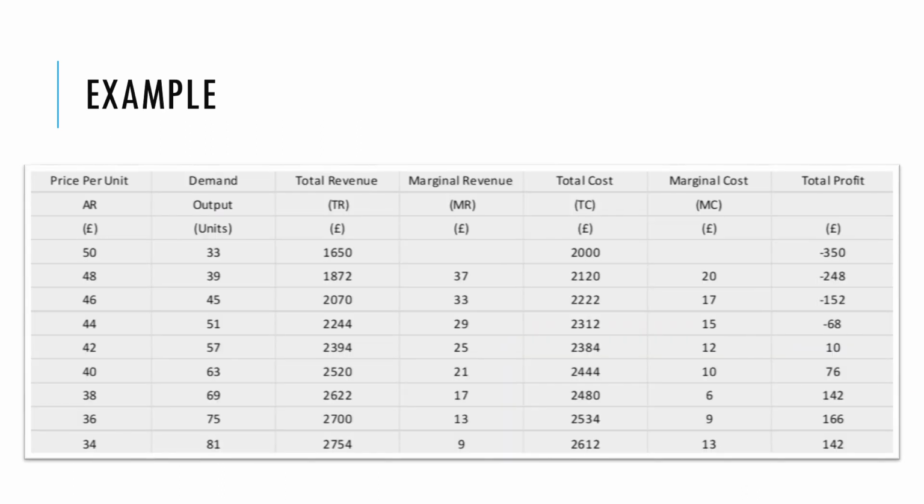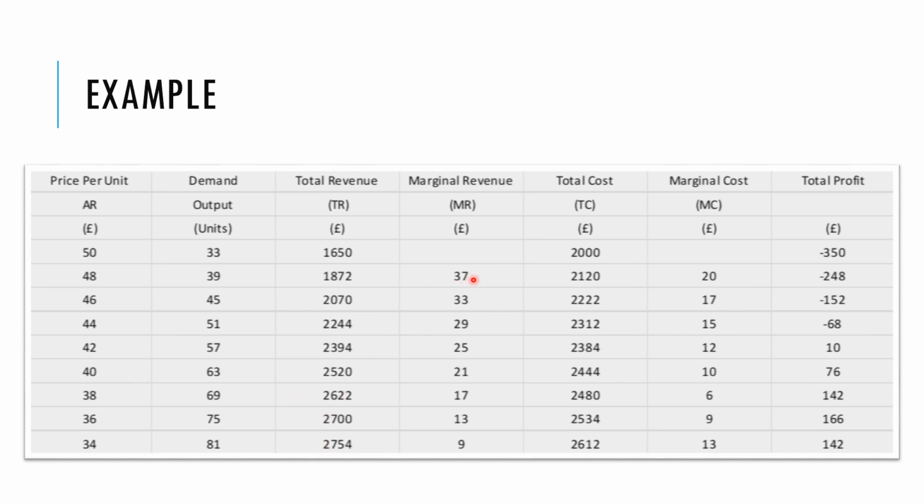Now let's move on and look at profit maximization and the conditions for profit maximization. Here we have a table showing some information about a business. On the left-hand side, we have the price per unit, which, as we've discussed in previous videos, is the same as the average revenue. We can see as we lower the price by 2 over time, we have a corresponding increase in demand. This column shows us the total revenue, so the price times the level of demand.